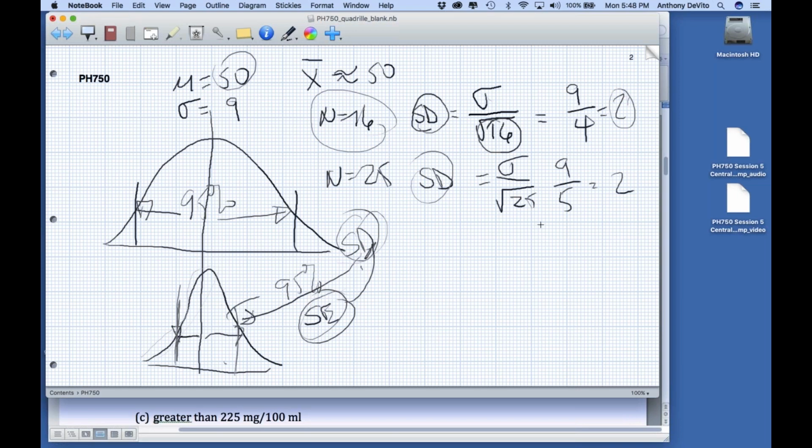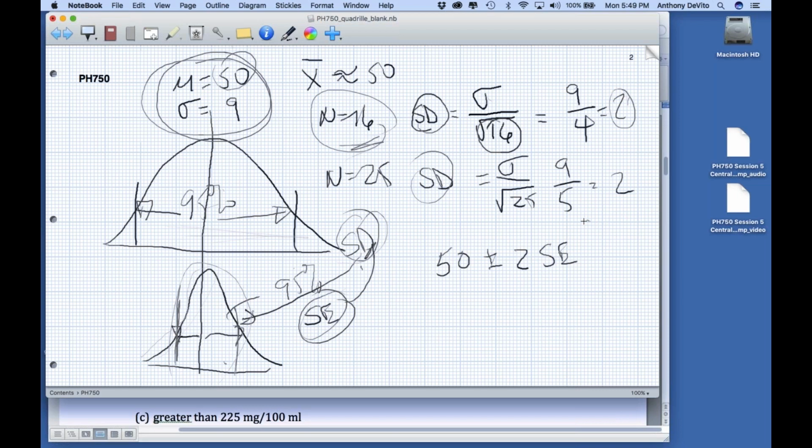The good thing about that is that if I knew the population mean and standard deviation, usually we don't, but if I did, I would expect that 95% of the time, if I took a sample of size 16, because it's 2 standard deviations apart, my result of taking a sample of that size from this population would be an average of 50 plus or minus 2 standard deviations, right?